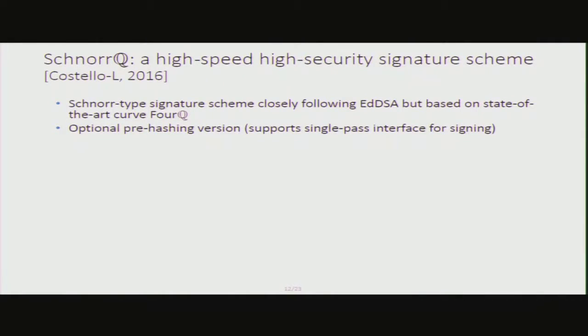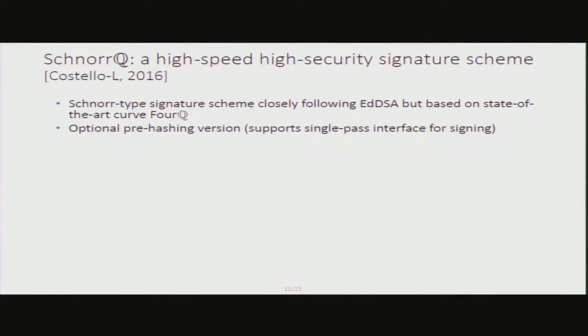As in the case of EdDSA, we have two versions. One using pre-hashing, which is efficient to support a single pass interface for signing. During signing, you have to load the message twice at least, and that could be inefficient if the message, for example, is too long. So if you apply pre-hashing, that could make things more efficient in certain scenarios. Also, there is the version without pre-hashing, and in this case we have resilience against hash function collisions.